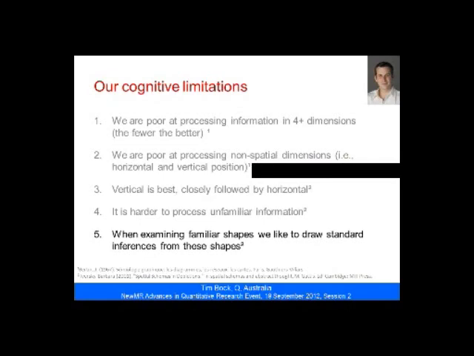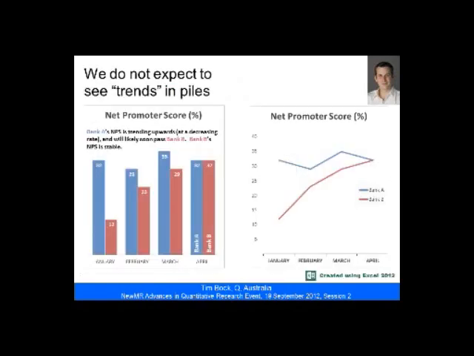So returning to the example that we were looking at before, on the left, we do not expect to see trends in piles, which is why the column chart on the left needed commentary. Although you can see the pattern in it if you look at it, and if it's pointed out to you, it doesn't jump out at you. Now look at it shown as a line plot on the right. The pattern is incredibly obvious. There's no need for commentary. You can remove the commentary because your brain automatically connects the dots and sees the pattern.